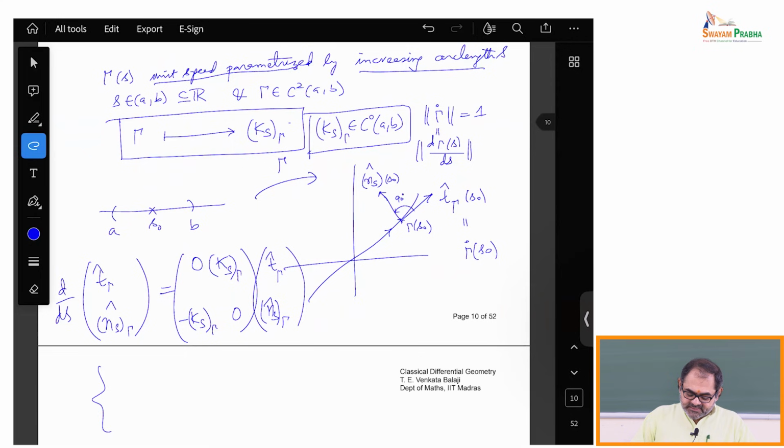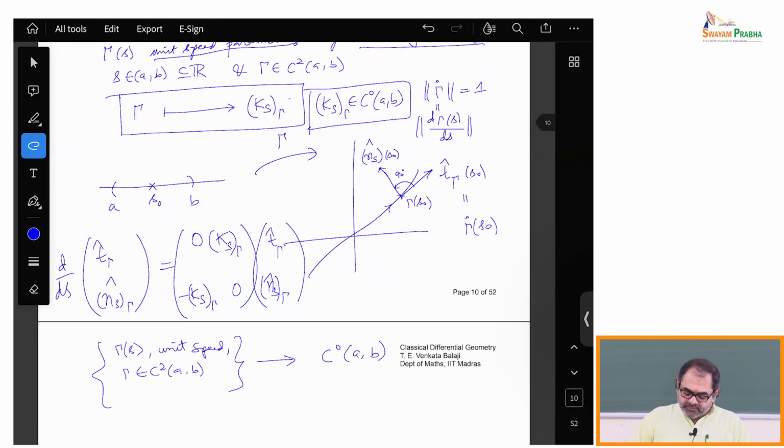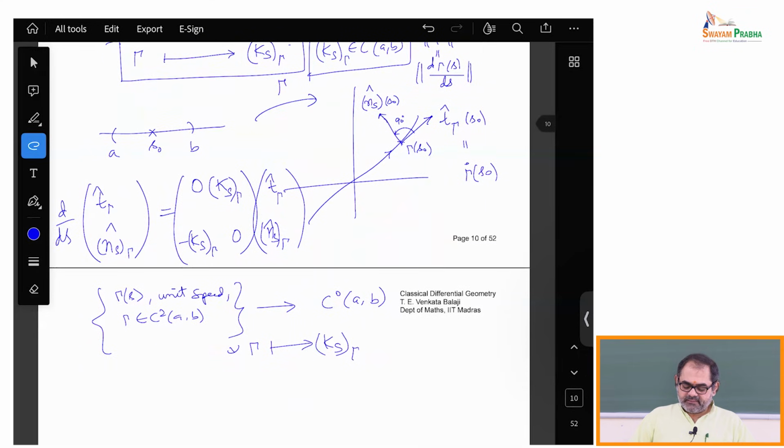So you have the set of all unit speed curves gamma of s, unit speed gamma in C2[a,b], and you have curves like this. On the other side you have C0[a,b], and so this is my map. You give me any such gamma here, and you send it to the signed curvature of gamma. So what is the statement?